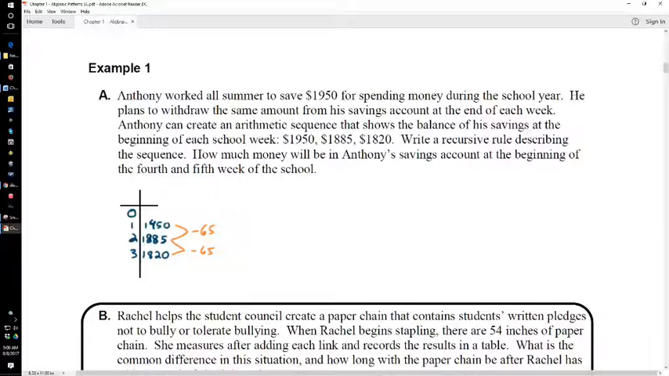So if we're subtracting to go down, to go back up, you have to add. You have to add $65. So 1950 plus 65 is, sorry, not 1215, 2015.